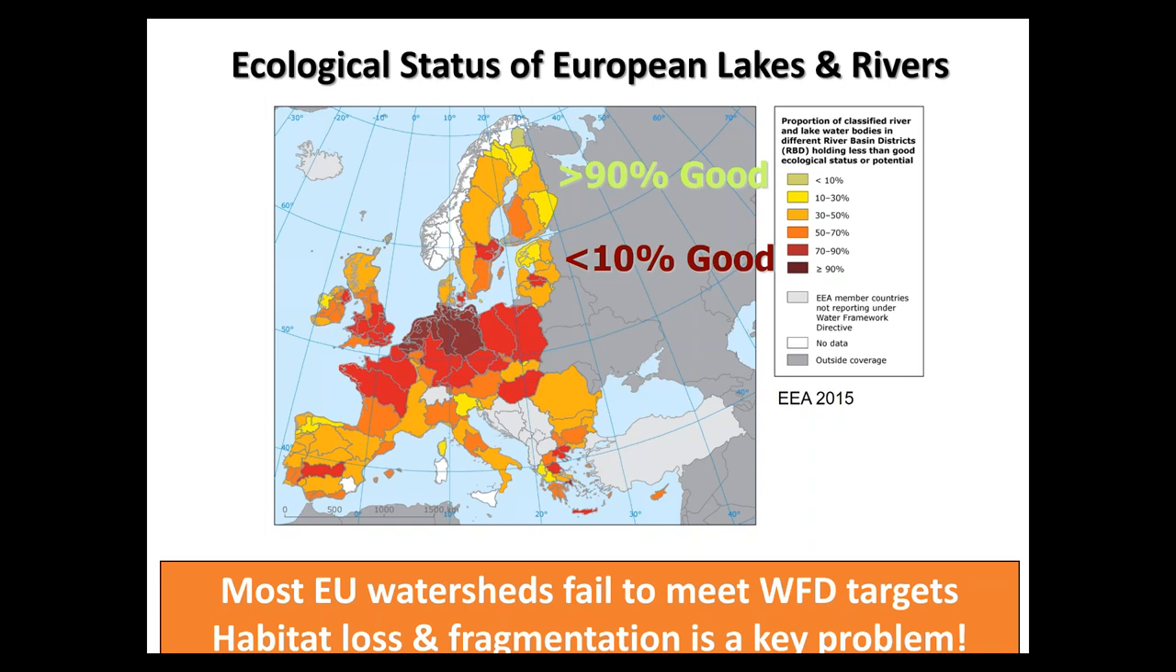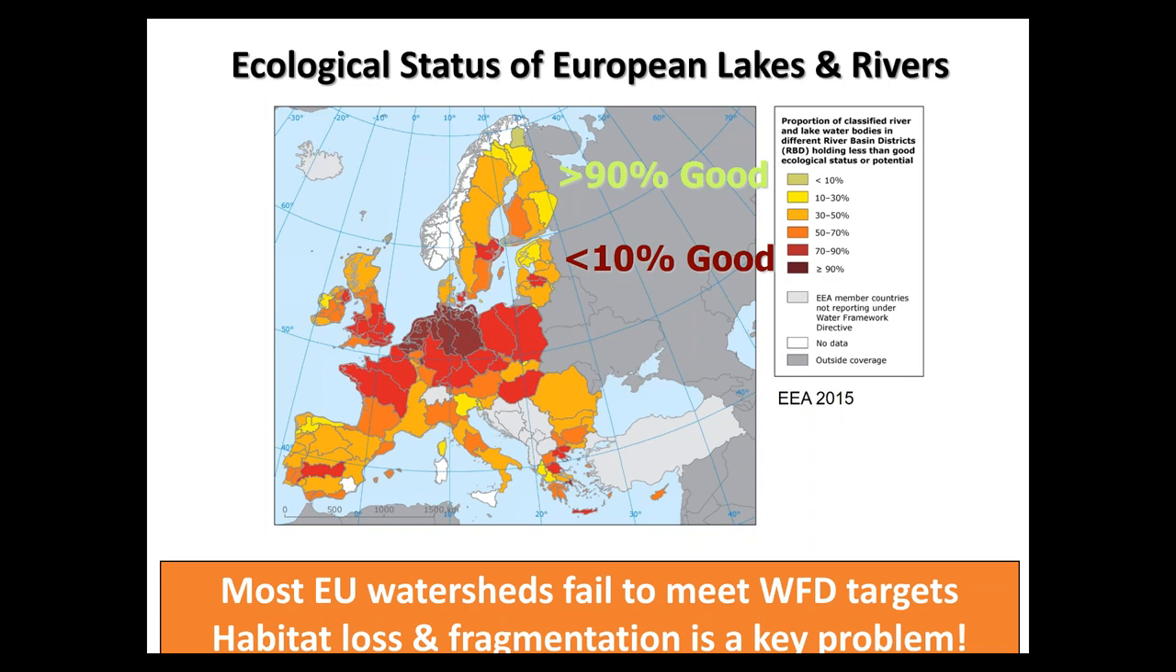After the first river basin management plans in 2009, it emerged that many basins, many watersheds, failed to meet the target of good ecological status or potential, also because of habitat fragmentation, habitat loss, and river fragmentation because of the presence of barriers, a problem that has received very little attention until recently.